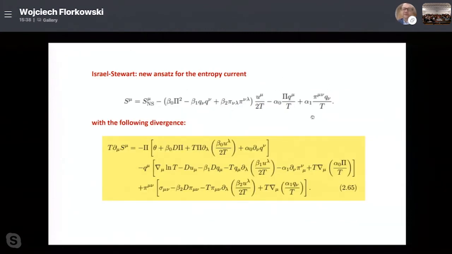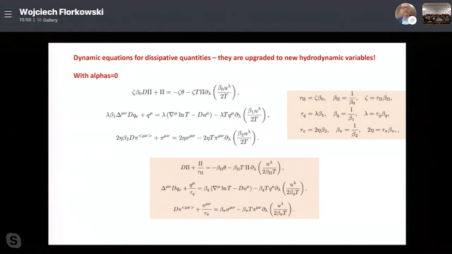In general, one has to keep everything that is possible, but just to make some arguments, it's better maybe to get rid of some terms, not to have everything very complicated. So now we have three equations which have similar structure. And what one does is make a kind of redefinition of the coefficients which appear here.